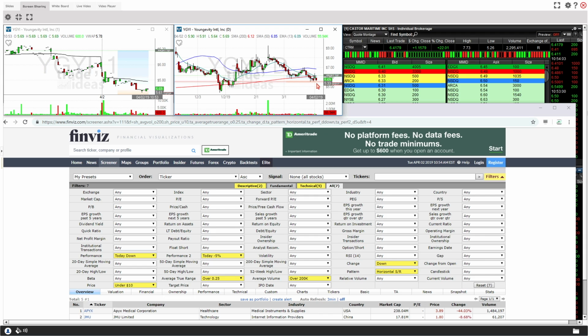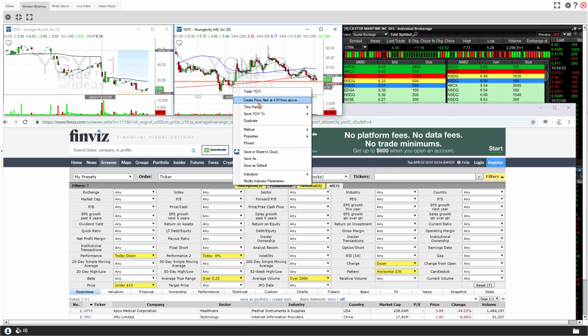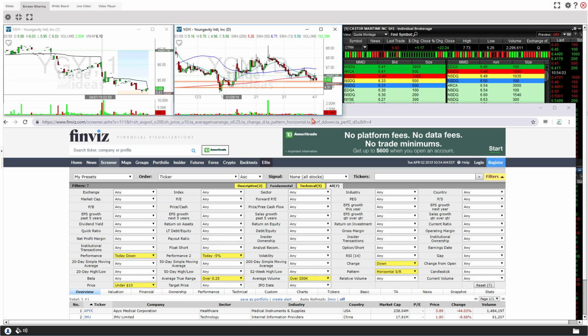YGYI. This play, again, also coming right down near some support. As you can see, we have support right around this 5.50 mark, right? If it goes any lower, we'll have some support down towards around $5, but it just shows us a couple different areas where we could look for some nice bounce plays.